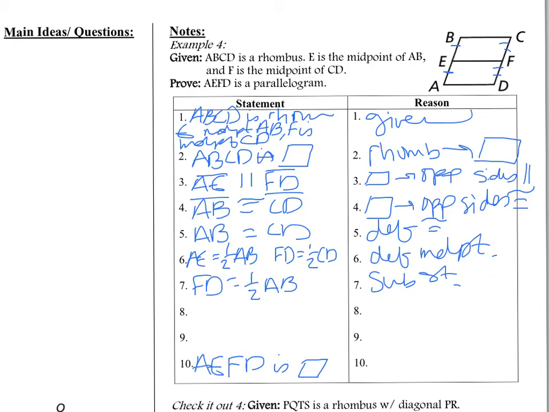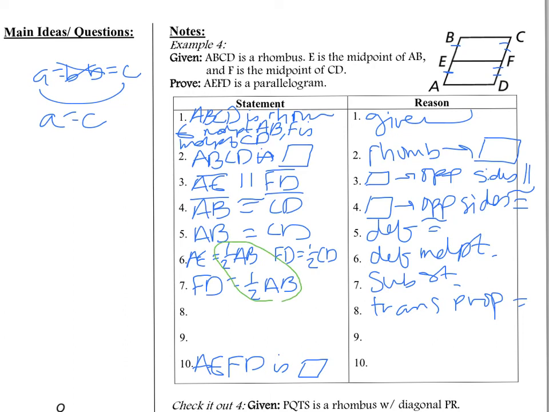Okay, this step is a little bit confusing, but we're going to do the transitive property. And here's what we're doing. Remember, transitive property is if A is equal to B and B is equal to C, then I don't need B anymore. I can go directly from A to C. So that's what we're doing here, and here is my bridge. See how both of these are equal to 1/2 AB? If this is equal to 1/2 AB and this is equal to 1/2 AB, then they must be equal to each other. So AE must be equal to FD because they're both equal to 1/2 AB.